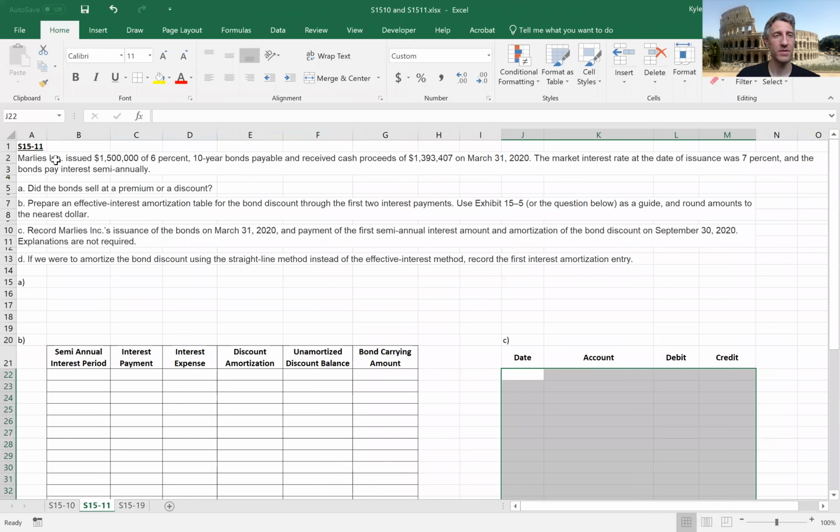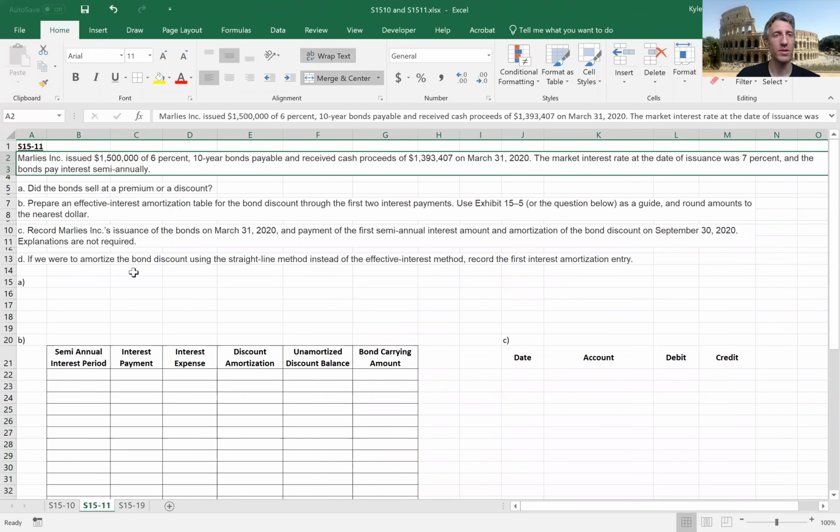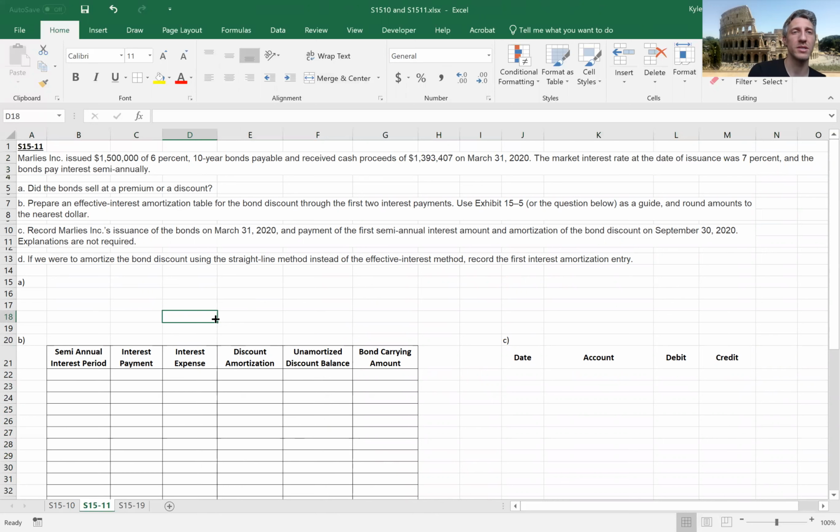So we have S15-11 now. Marley's Incorporated issued a $1.5 million, 6%, 10-year bond and received cash proceeds of $1.3 million. So they received less cash than the face value of the bond.